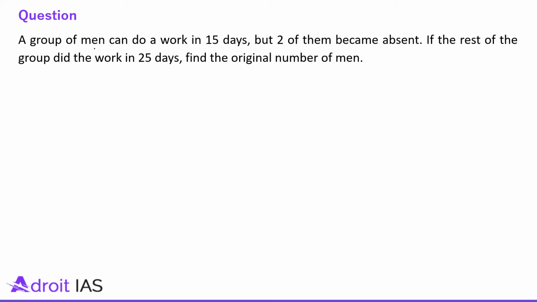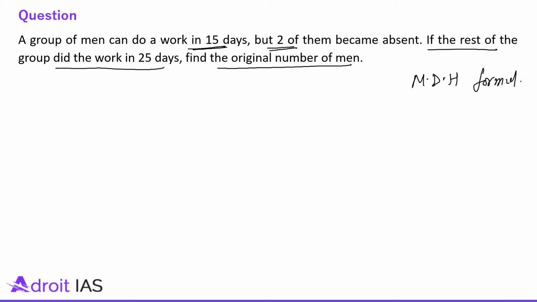Next question says a group of men can do a work in 15 days, but 2 of them are absent. If the rest of the group did the work in 25 days, find the original number of men. See everyone, this question can be solved with the help of the MDH formula also, right? The MDH formula I'll be discussing in the next video of time and work. This is the second part, and in the third part we'll be discussing the MDH formula, right? But here I can solve this question with the help of efficiency and time ratio also, right?